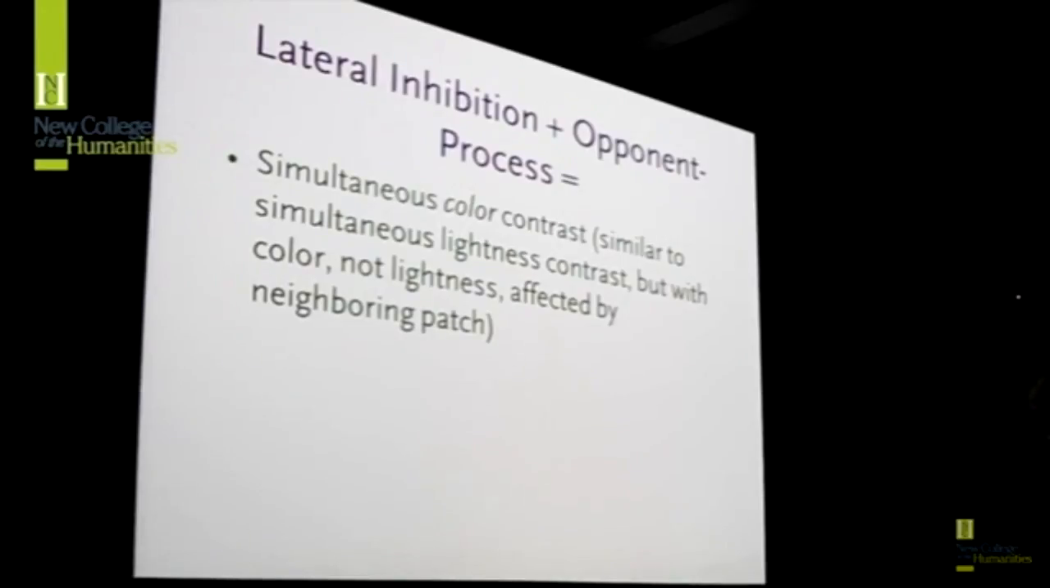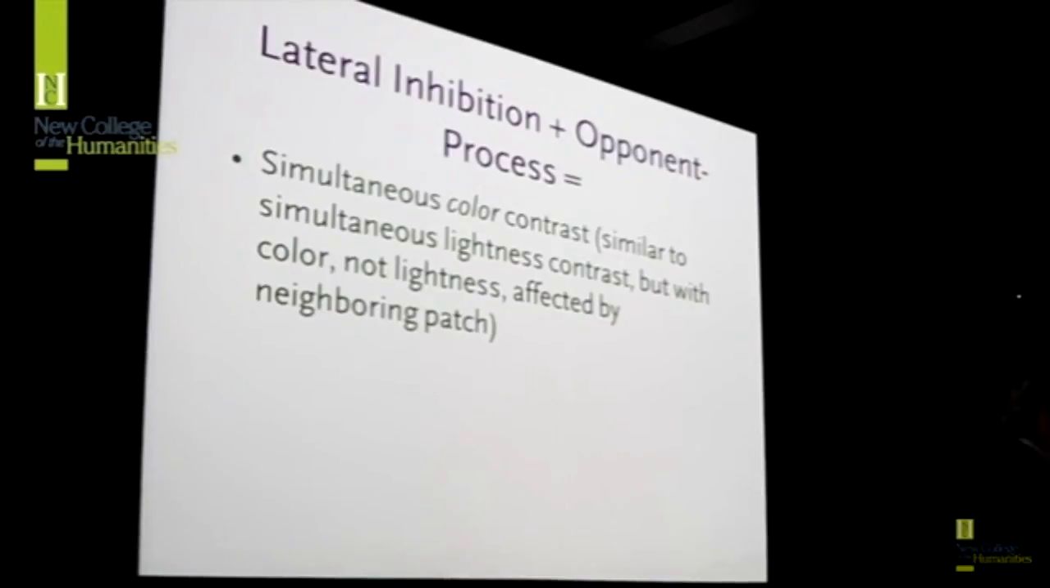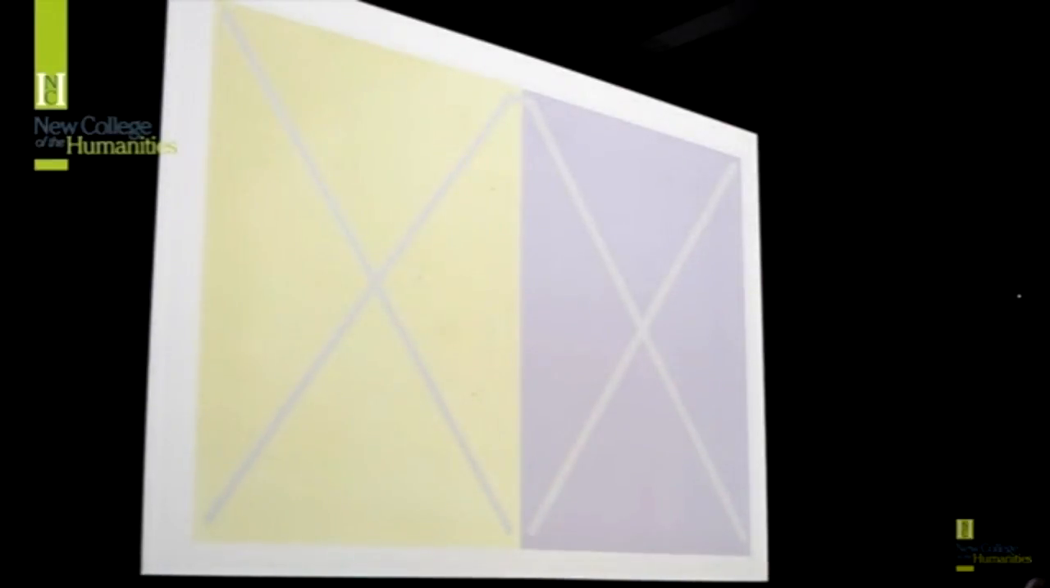If you combine the lateral inhibition, that is, you excite your output, you inhibit your neighbor's output, with opponent process, namely, above the resting rate, you see one color, below the resting rate, you see another color, then you get a phenomenon that is similar to simultaneous contrast, which I indicated with those two big polka dots, but you get a change not just in intensity, that is lightness, but also in quality, namely color. And here's a lovely example of that.